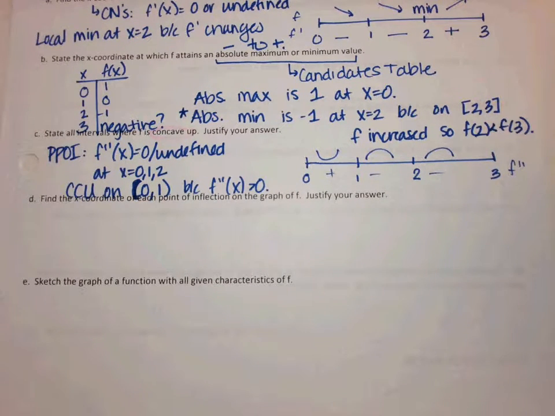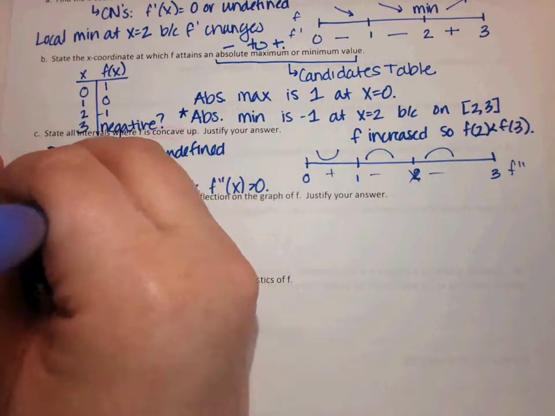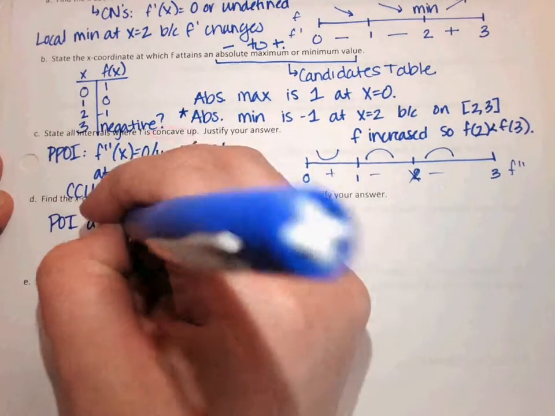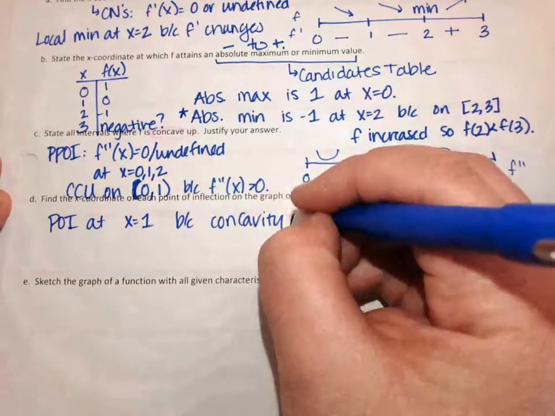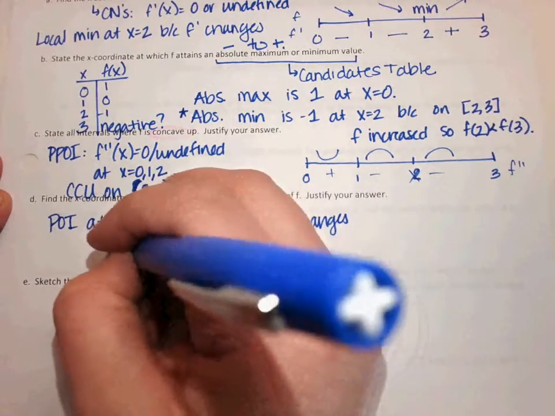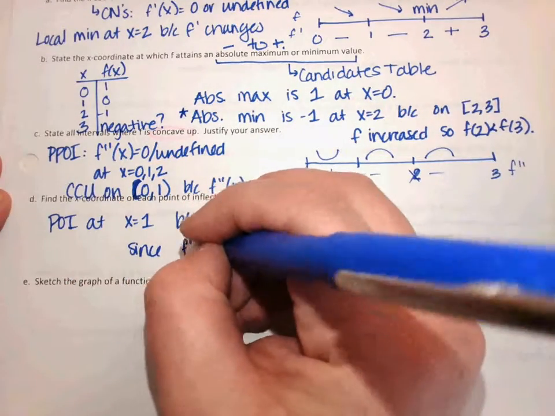Okay, next one. I want inflection points. Where is my inflection point? Is it 1 and 2? Only 1, because what happens at 1? Concavity changes. Remember, if the concavity doesn't change, it's not a point of inflection. So 2 does not count. So I'm going to put POI at x equals 1 because concavity changes, since f double prime of x changes sign.